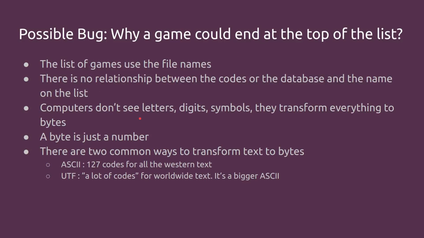Computers don't see letters, digits, or symbols. Humans do. What the computer sees is numbers. So every letter or digit in your file names is internally only numbers. What the computer does is have ways to transform or interpret letters, for example, as numbers. There are two very well-known methods of making this transformation between text and numbers.